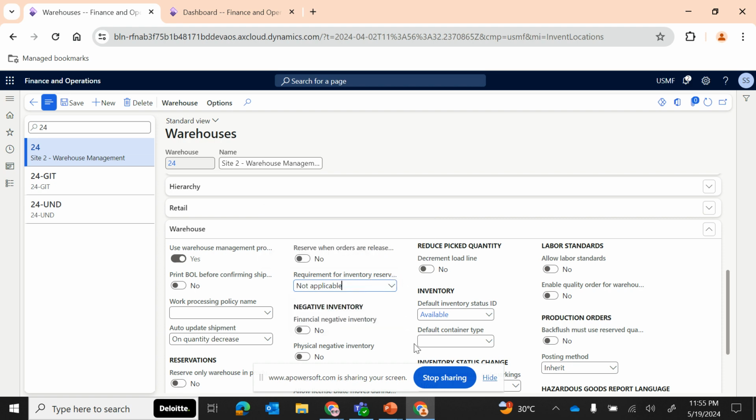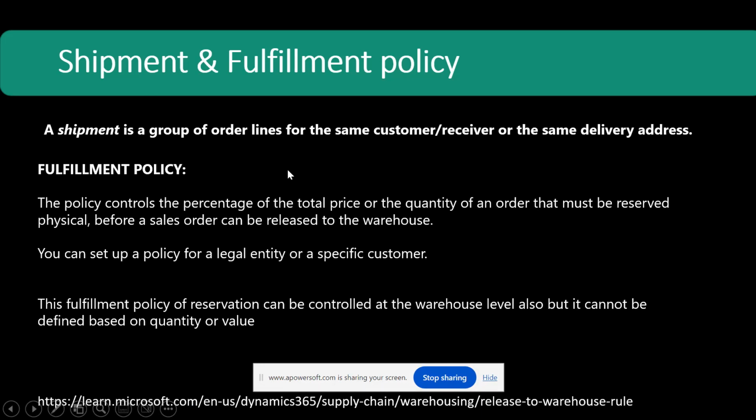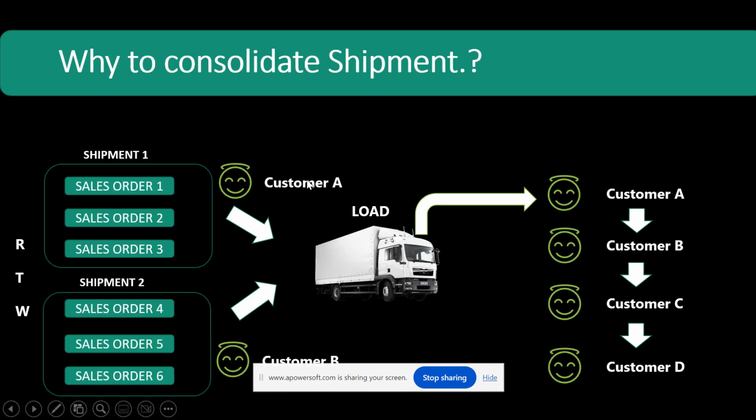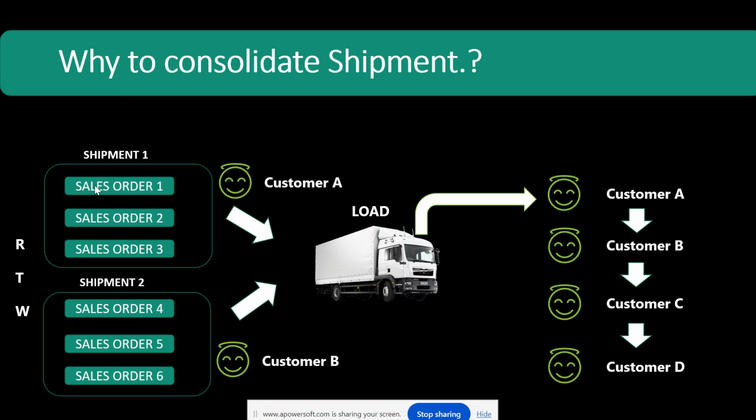So this can be configured at the warehouse level also. Right, so this is what shipment and fulfillment policy exactly means. And then we also saw the option of shipment consolidation. So why is shipment consolidation necessary? Imagine that we have sales order 1, sales order 2, sales order 3, and we may have up to n number of sales orders. There will be certain sales orders which are going to customer A, and other sales orders which are going to customer B. We said that a shipment, by definition, means it is going to the same customer or the same delivery location, right? So unless we consolidate, it doesn't make sense to create a shipment.